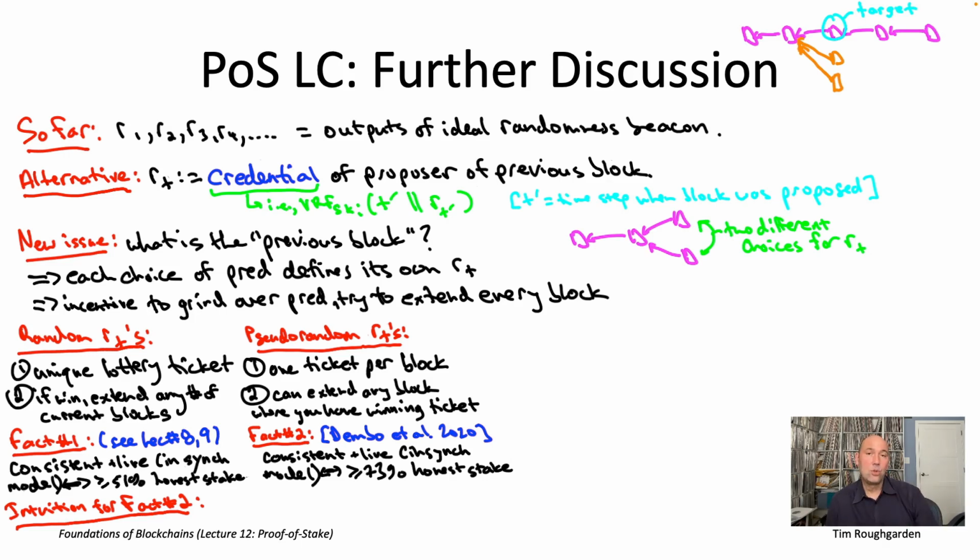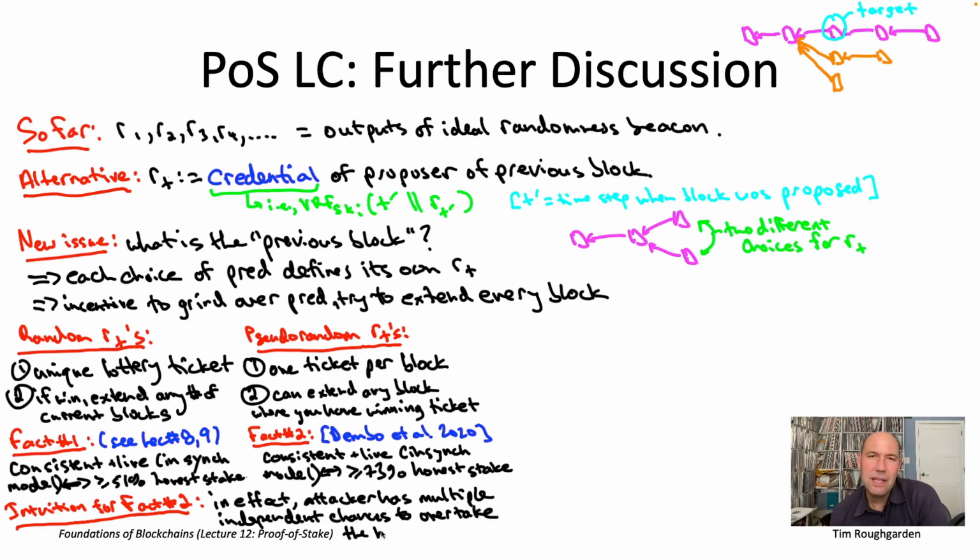If either of those 2 orange blocks generates a winning lottery ticket, then the longest orange chain is going to get 1 longer. So the intuition for fact number 2 is that with these pseudorandom seeds, the attacker basically gets to grow a bunch of independent chains. And if any one of those independent chains takes over the honest chain, then the attacker can declare victory. It will successfully, for example, execute a double spend.